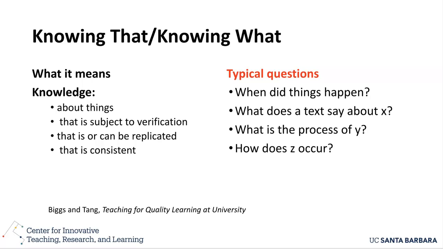Next, you want to talk about, or we ask students to learn about, knowing that and knowing what in any course. So knowing that is a kind of knowledge about things, knowledge that's subject to verification, knowledge that is or can be replicated, knowledge that is consistent. So anytime we give students something to look at, read any kind of text, we want them to identify what does this say? When did things happen? What does the text say about a thing? What's the process of this thing? How does this thing occur?